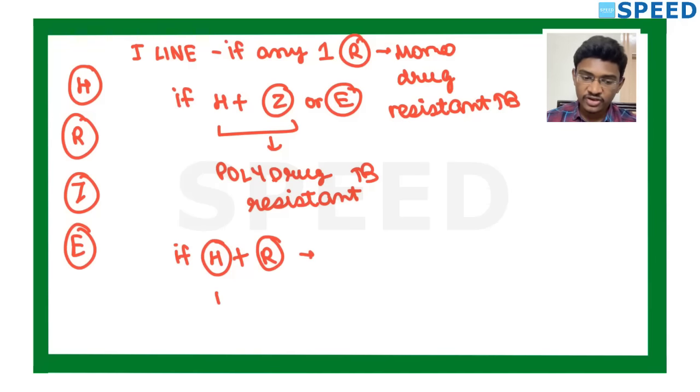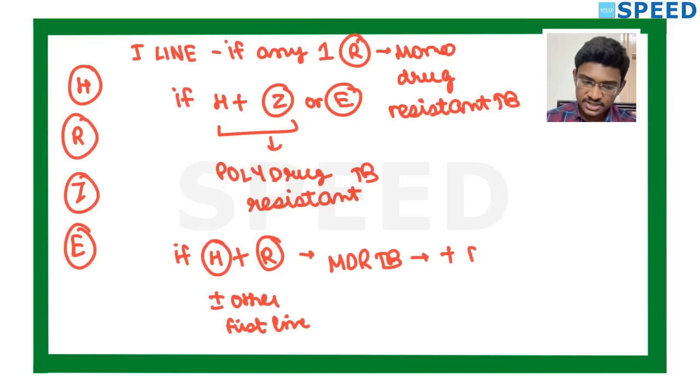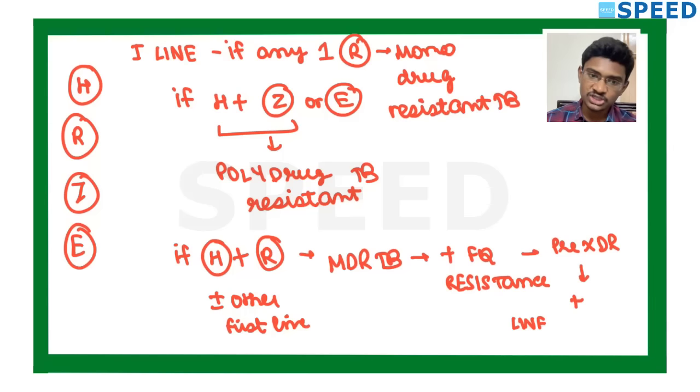If it is resistant to H plus Z or E without involving R, then it is called polydrug resistant tuberculosis. If H plus R, with or without any first line drug resistance, is there, then we call it MDR TB. If this combination is associated with some fluoroquinolone resistance, then we call it pre-XDR TB. And if this combo along with bedaquiline or linezolid or moxifloxacin resistance is there, then that is XDR TB. So the answer to this question will be MDR TB, which is nothing but H plus R resistance.